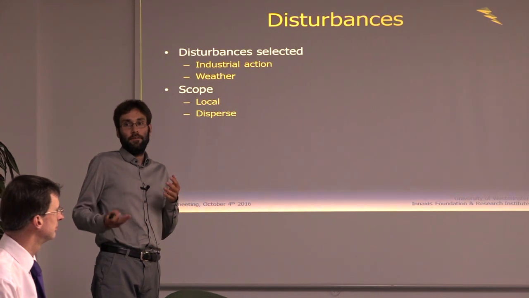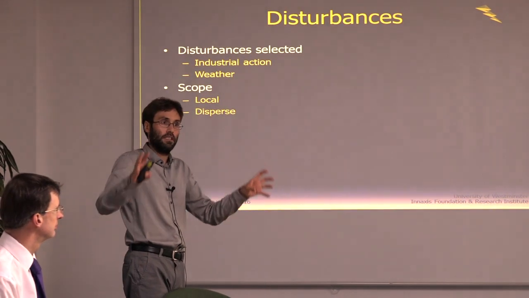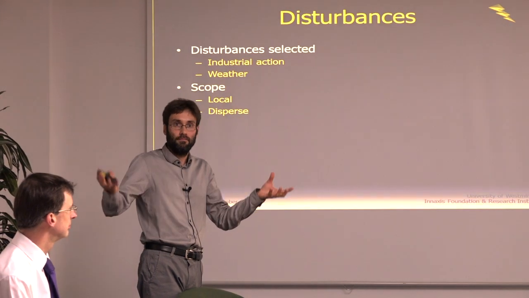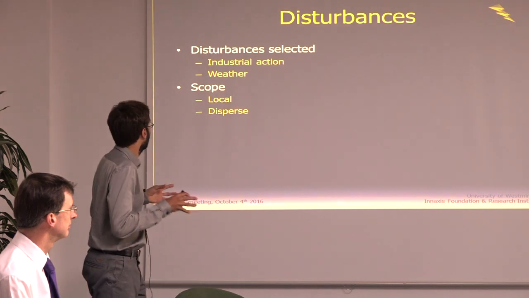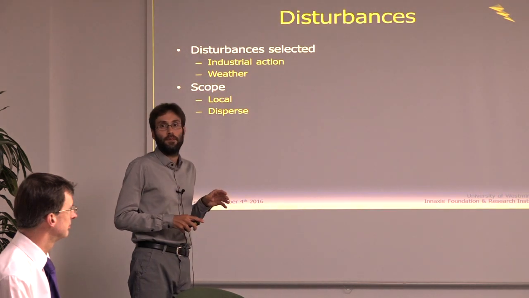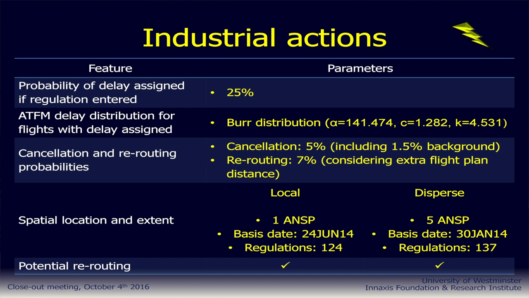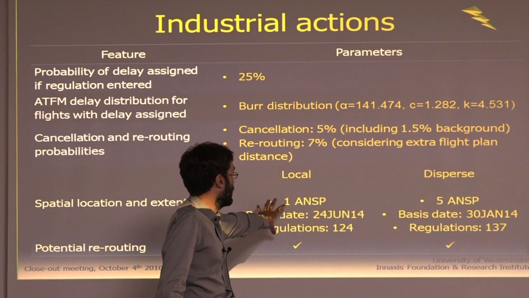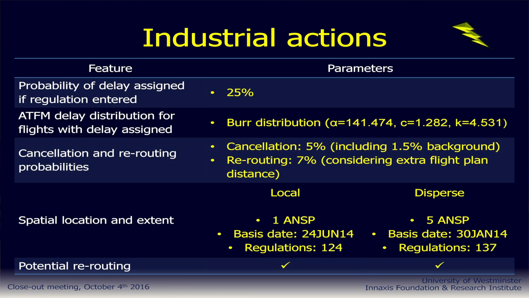Maybe the mechanisms behave differently if the disruption is in one area in Europe and the rest of the network is more or less okay, or if those disruptions are similar in magnitude but spread through the whole network. So we look at 2 different scopes, one local and one dispersed. And as I said, we are basing them on historical disturbances because we want to have a realistic delay added to the system. For industrial actions, we are basing them on 2 different days where industrial actions were present. One is the local scope and the other the dispersed one. We're going to see this in the next slide in a little more detail.